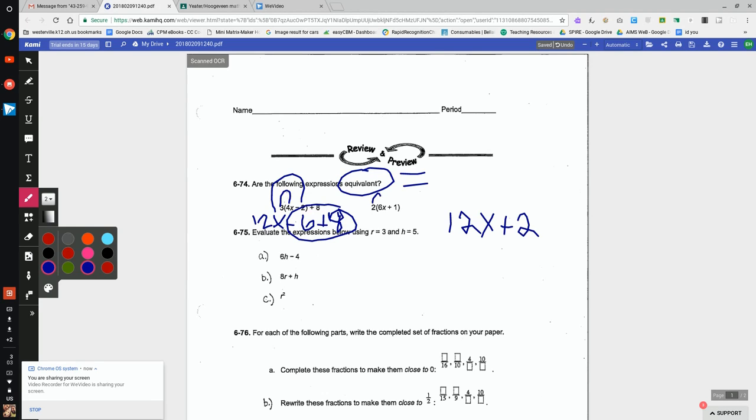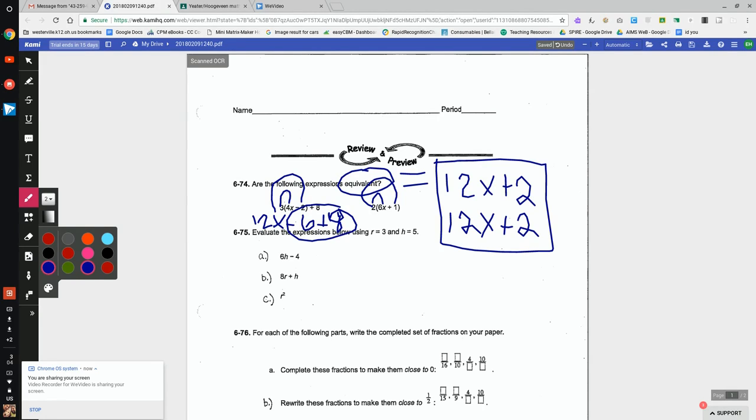Same thing here, distributive property, 2 times 6x and 2 times 1. 2 times 6 is 12. Bring your x with you. And then 2 times 1 is 2. So we have that 2. So looking at both, lining them up, you should see that they are equivalent.